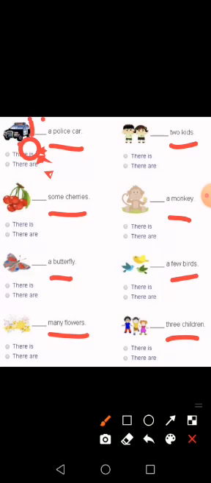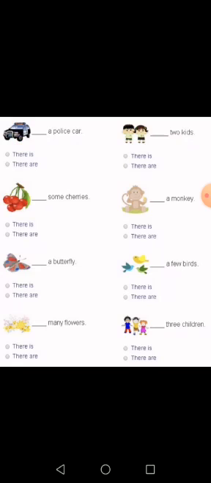So there is a police car. Why? Because it is a singular noun. Try to answer the rest of the exercise, the rest of the sentences. Okay, so please try to answer those examples.